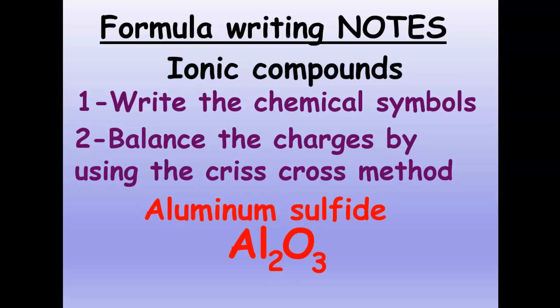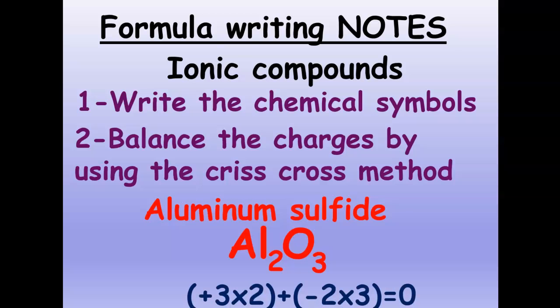Or if you want to view it as whatever the charges are, you drop the charges down as subscripts, and then you swap their places. And this is the other way to look at it. Because the charge for aluminum is a +3, and I have 2 of them, that would make a +6. Since the charge for sulfur is a -2, and I have 3 of them, that'd be a -6. So a +6 plus a -6 makes it 0. That's how I balance out my charges.